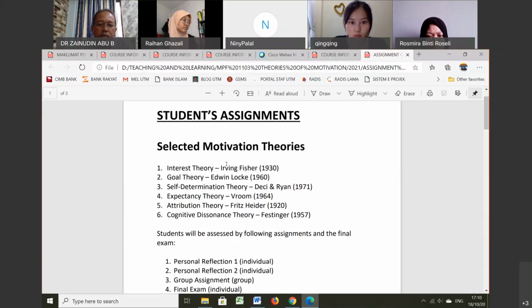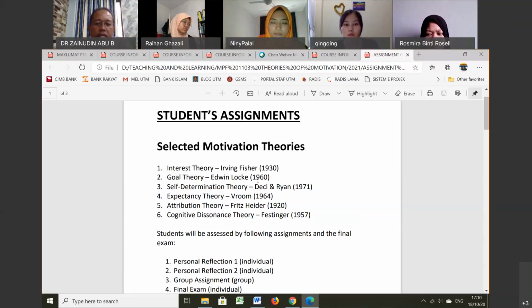Now, these are some of the selected motivation theories. I'm not saying only 6, but there are many other motivation theories. I just highlight 6 here. Interest theory by Irving Fisher, a very old one. And goal theory, Edwin Locke, again an old theory. And then we have self-determination theory, Deci and Ryan. And then we also have expectancy theory, attribution theory, and cognitive dissonance theory.